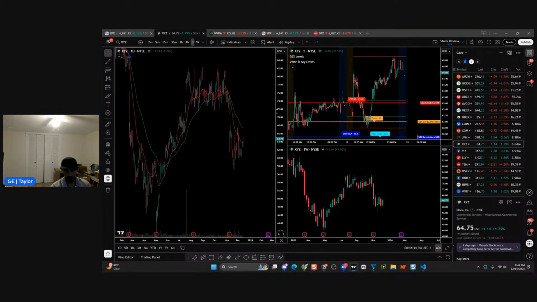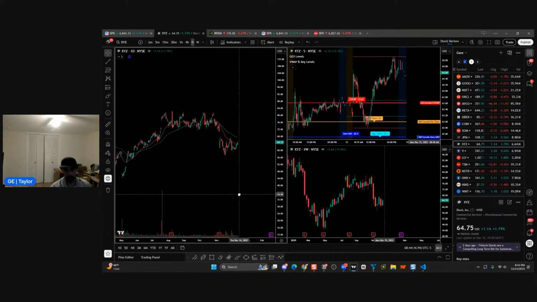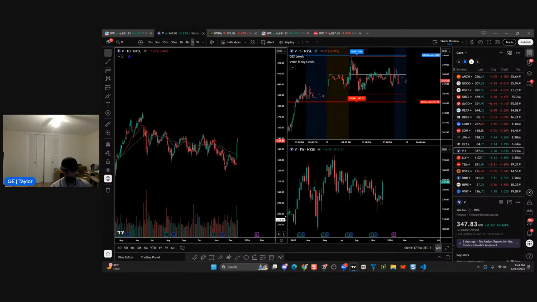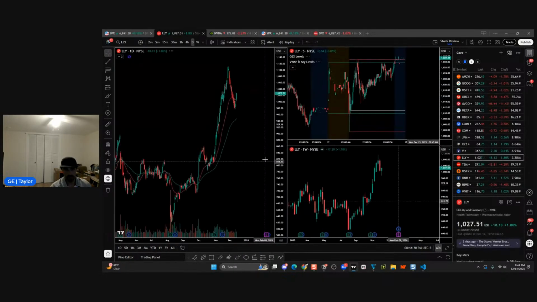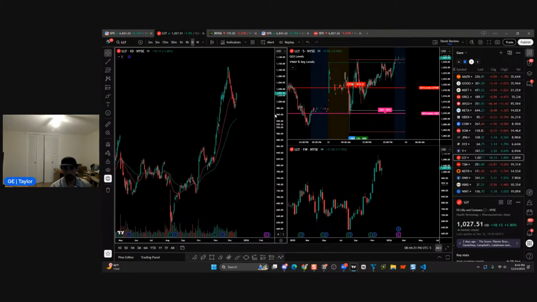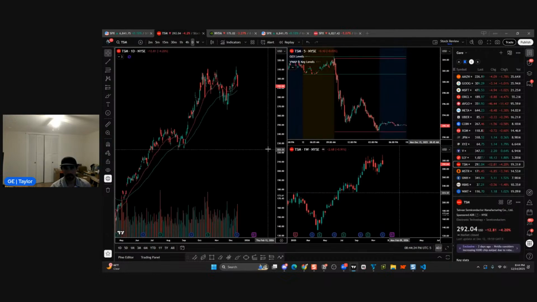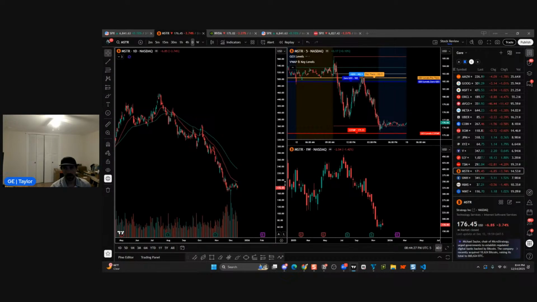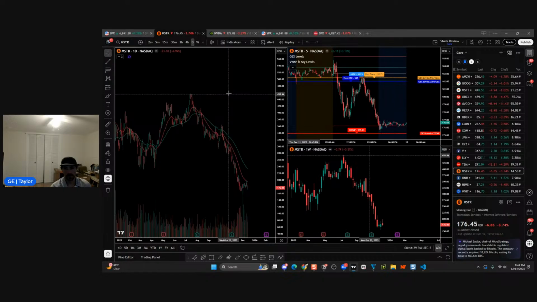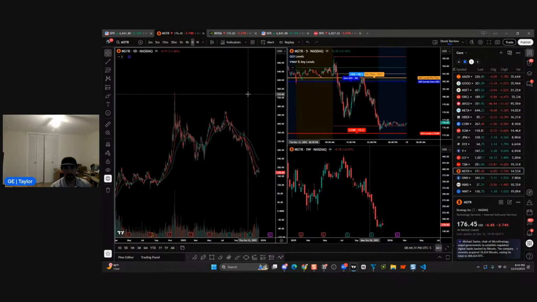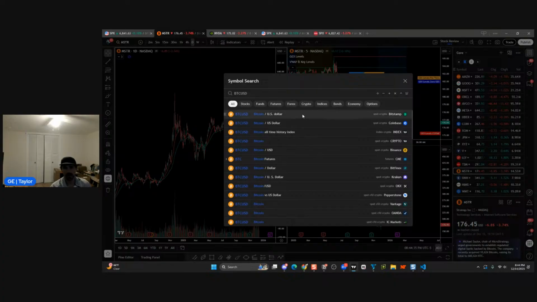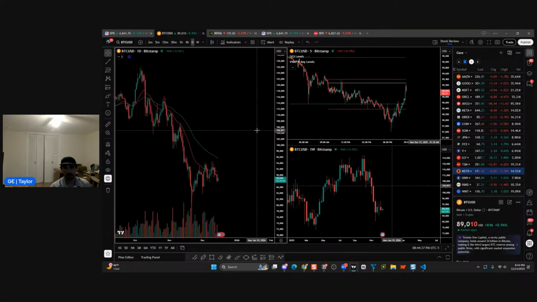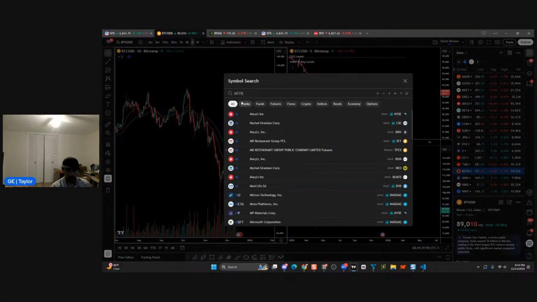Square is crazy. I don't get why Block is not better than it is. It seems like they had so much going for it and kind of messed it up. Lily, TSM, obviously MSTR is just a train wreck. BTC USD.